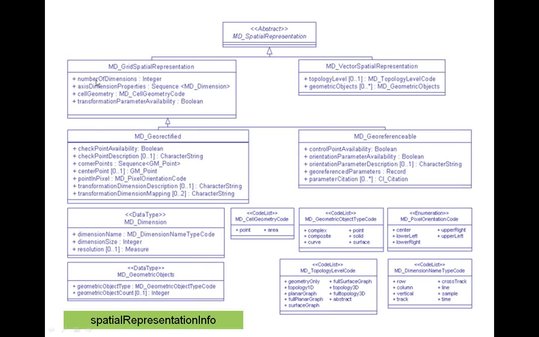So MD georectified will have a number of dimensions: access dimension properties, cell geometry, transformation parameter availability, as well as checkpoint availability, checkpoint description, corner point, center point, point and pixel, etc.